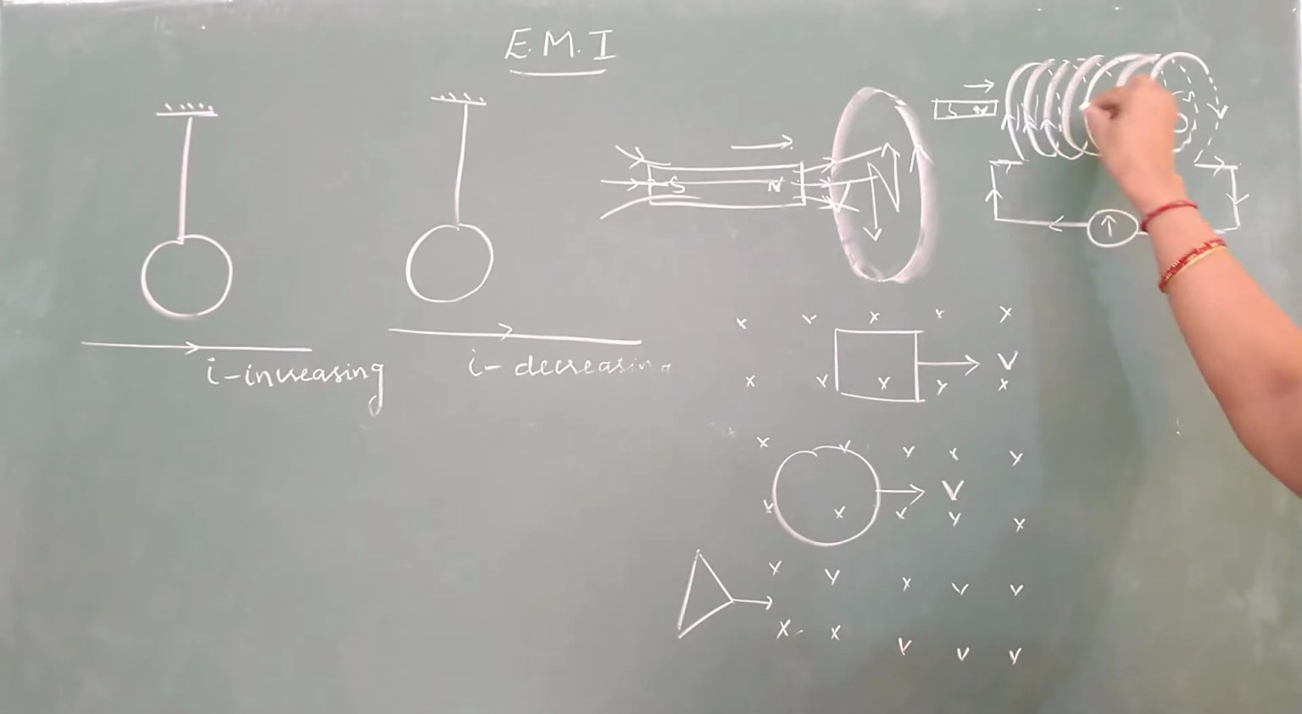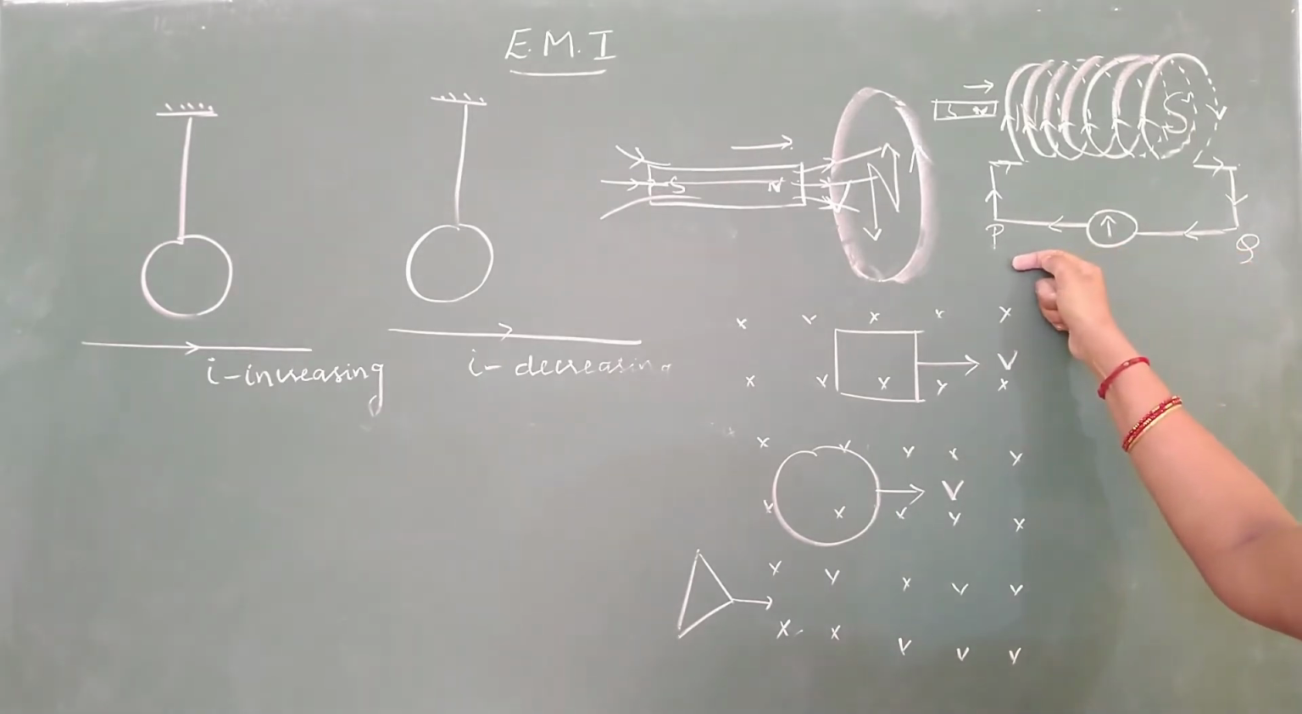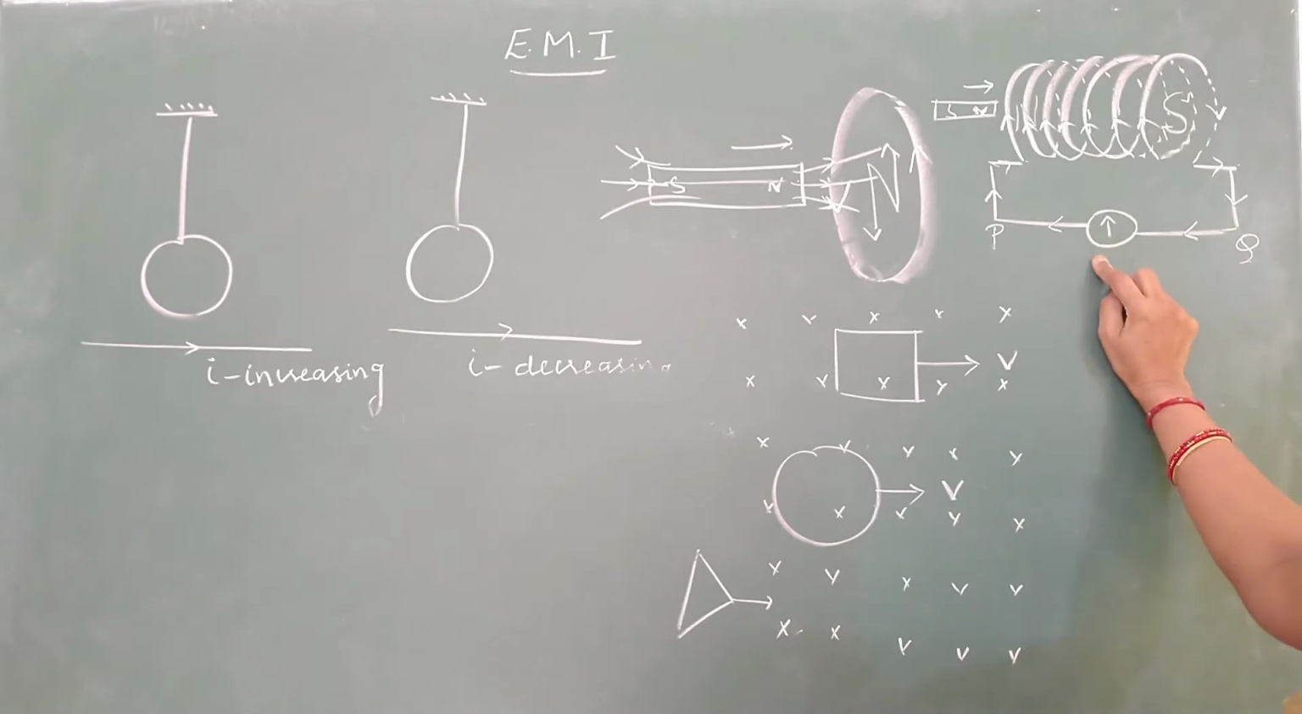And going upward. This is how the current will be present. So instead of telling you anti-clockwise and clockwise, if they give you P and Q, so across PQ, what is the direction of current? It is flowing from Q to P. So this is how you can identify the direction of current.